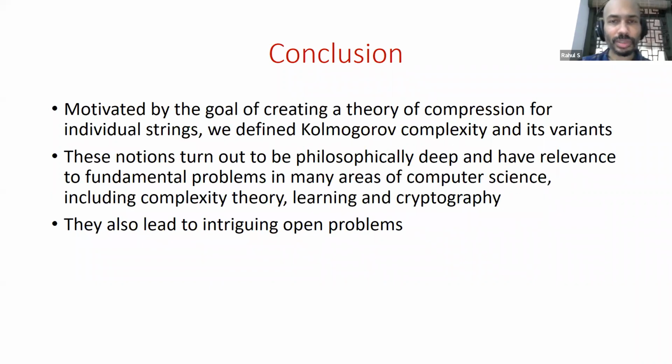Okay, so coming to the end of my time slot, just a conclusion. Motivated by the goal of creating a theory of compression for individual strings, we defined Kolmogorov complexity and its variants. These notions are philosophically deep. In fact, the philosophical aspects of them have been studied quite a lot as well, though I didn't go into that very much. They have relevance to fundamental problems in many areas of computer science, including complexity theory, machine learning, and cryptography, and they also lead to intriguing open problems.